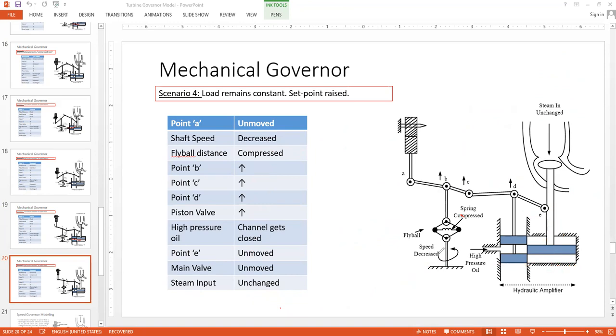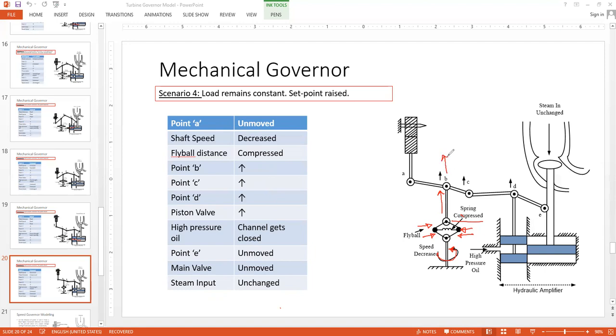So again, let's start from here. The shaft speed gets decreased, that is sensed over here. If the shaft speed gets decreased, due to the spring tension, the fly balls will be pulled inside, pulled closer to each other. The spring will get compressed due to the tension. And point B will get a force in the upwards direction due to this movement of the fly balls and the compression of the spring at the same time.